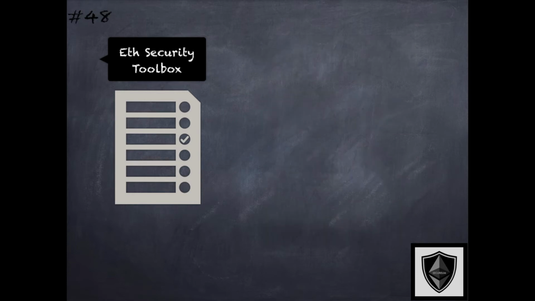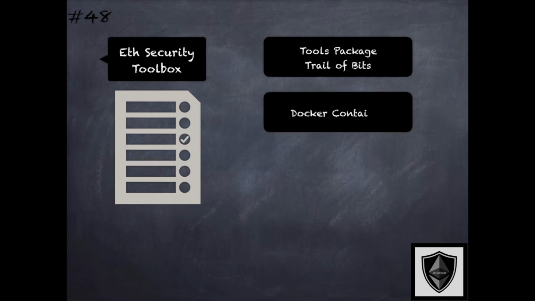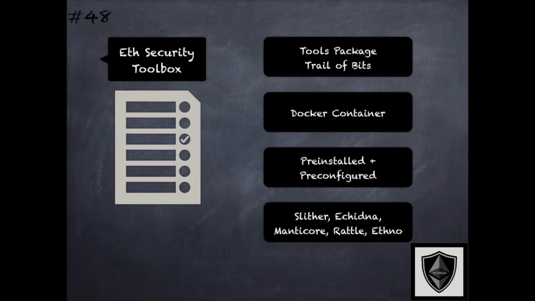Trail of Bits has combined the three tools we just discussed into a tools package, which is a Docker container package called ETH Security Toolbox, where they are pre-installed and pre-configured. As you can imagine, this makes it very handy and very easy to start off with using these tools. The ETH Security Toolbox has Slither, Echidna, and Manticore, and besides these three also has Rattle and Ethanol tools, which we will touch upon in coming slides.